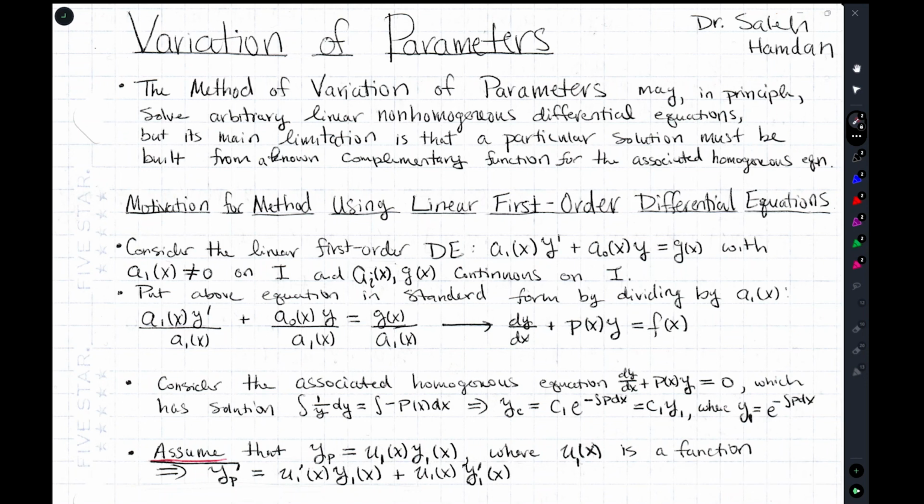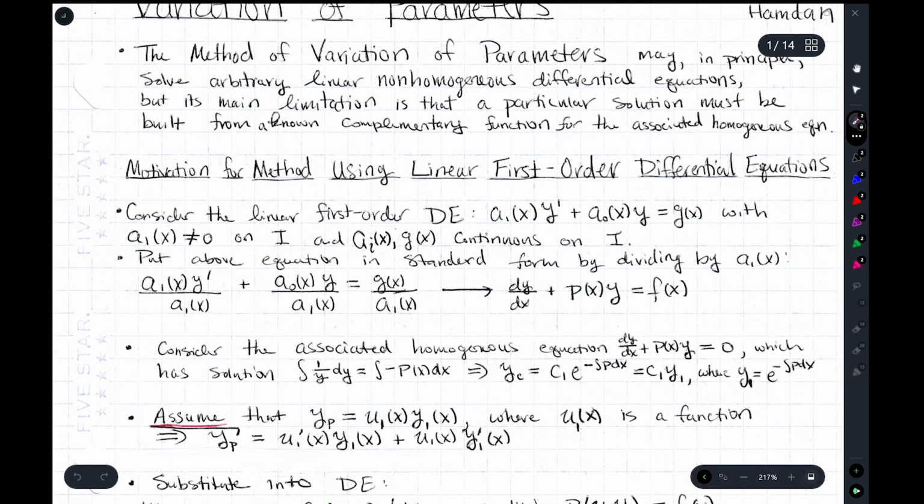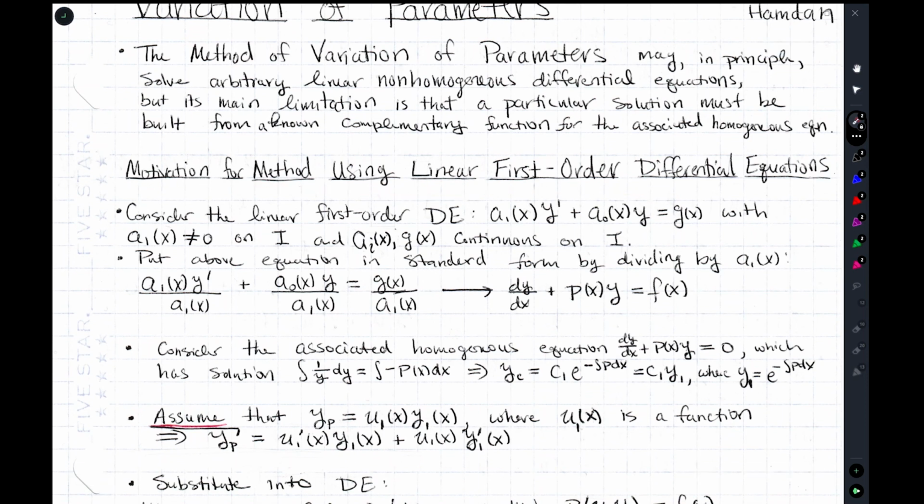So let's build the theory. We're going to start by using the variation of parameters, or an analog to it, for linear first order differential equations first. Just to start with an easy example and then build to the second order and even generalize to higher order linear differential equations.